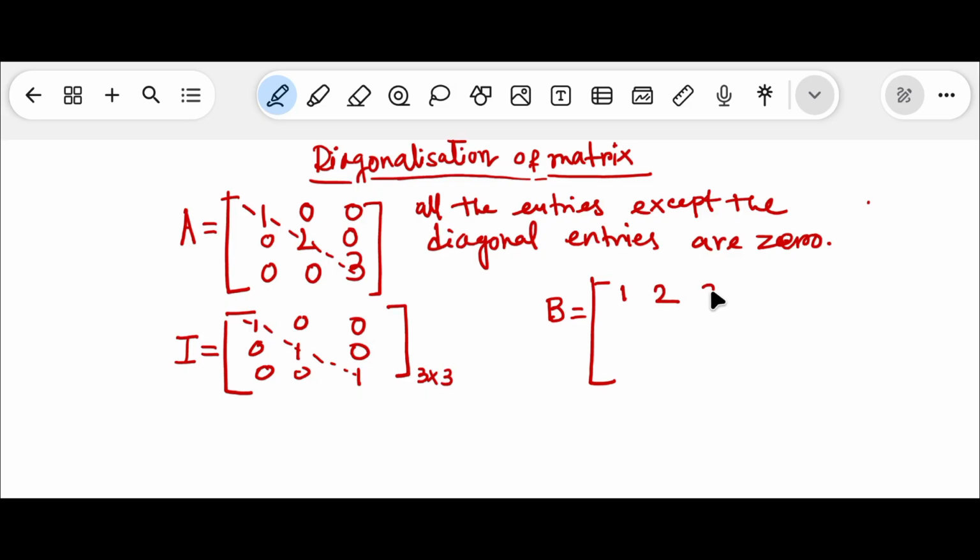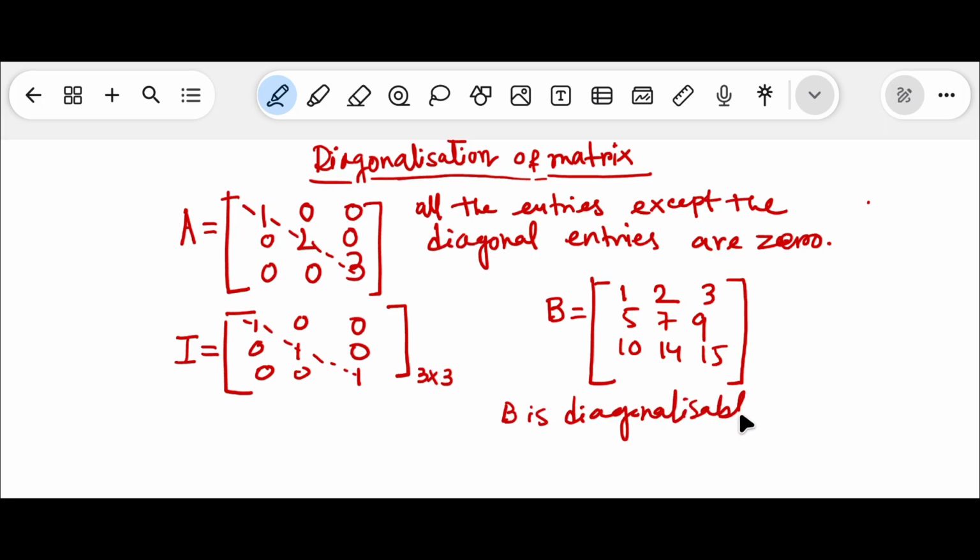Now suppose let me talk about a matrix B, which is 1 2 3, 5 7 9, 10 14 15. Now can we convert this matrix B to a diagonal matrix? If we can convert it to a diagonal matrix, then we say B is diagonalizable. Otherwise, it is not diagonalizable.